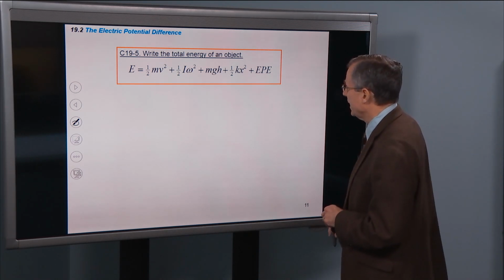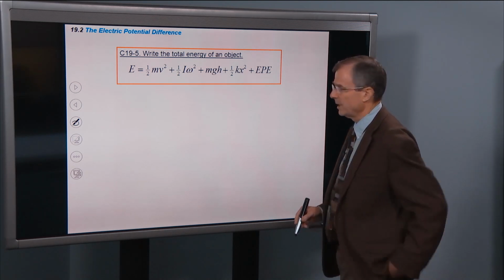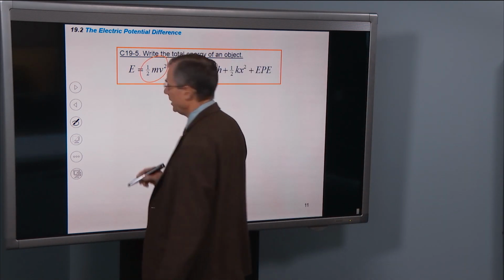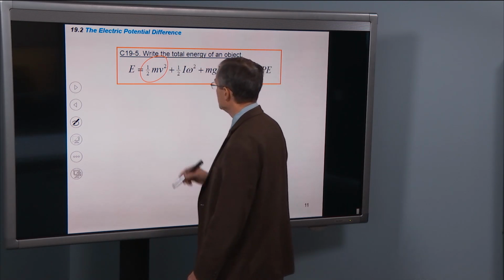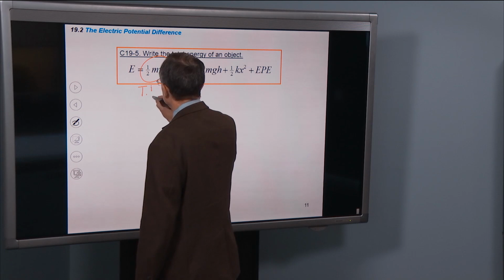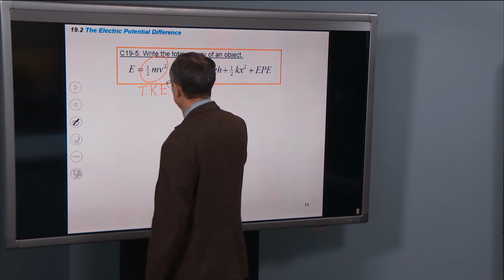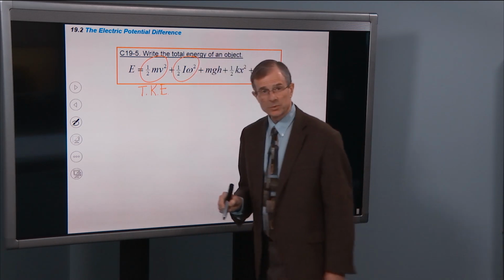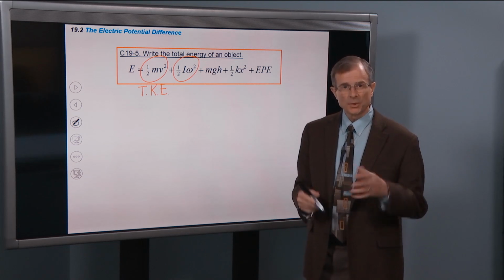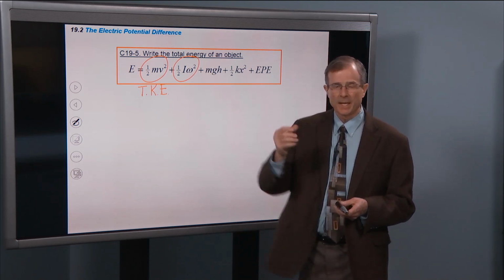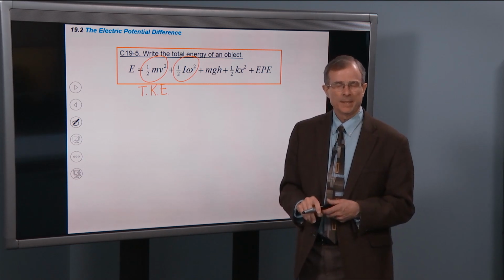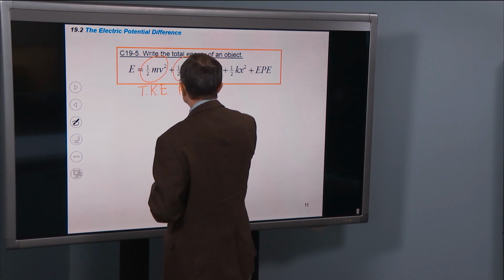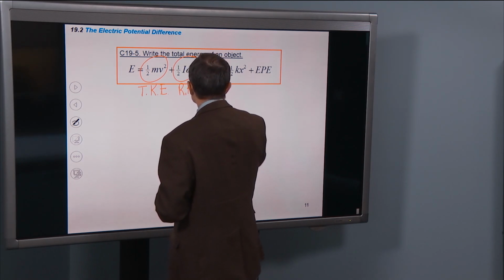C 19-5, write down the total energy of an object. Well, this starts to look pretty familiar to you. You say, well, hang on, that's just the kinetic energy. That's the translational kinetic energy. We talked about that in chapter 3 or 4 or 5, right along in there. This is 1/2 I omega squared. What is it called? The rotational kinetic energy. So if an object is rotating, has moment of inertia I, and then has angular speed omega, that's called the rotational kinetic energy.